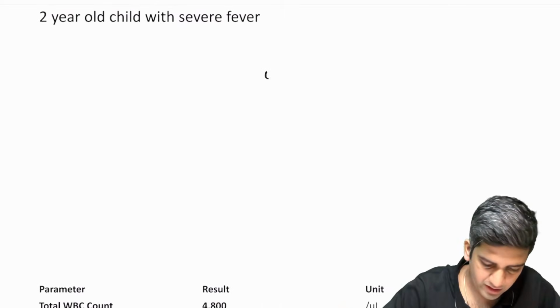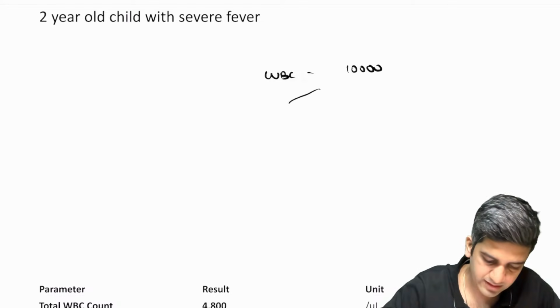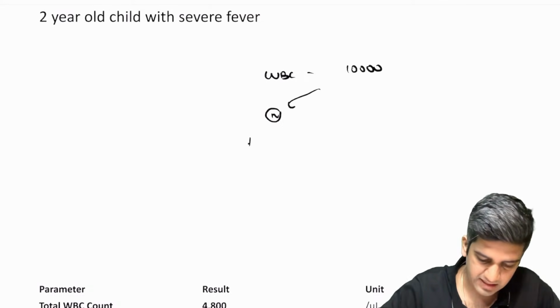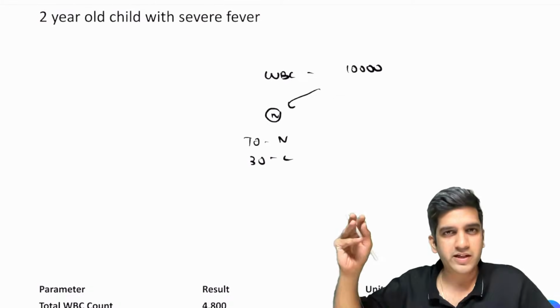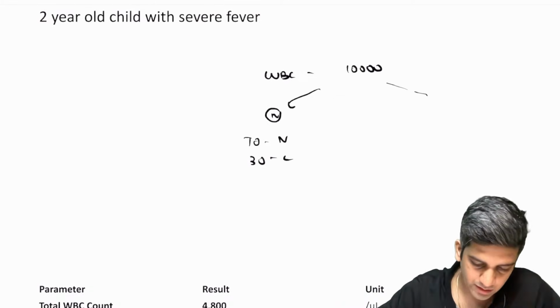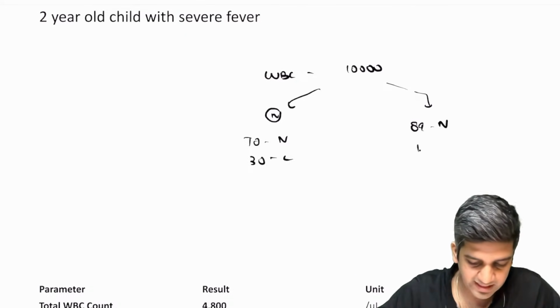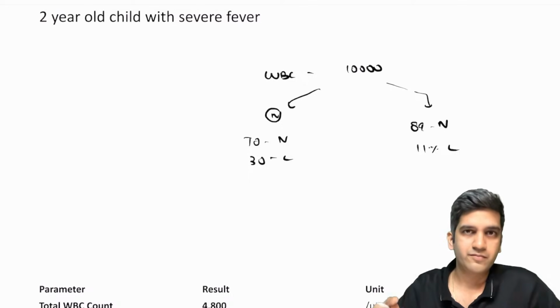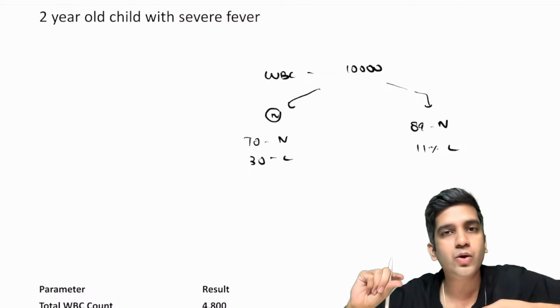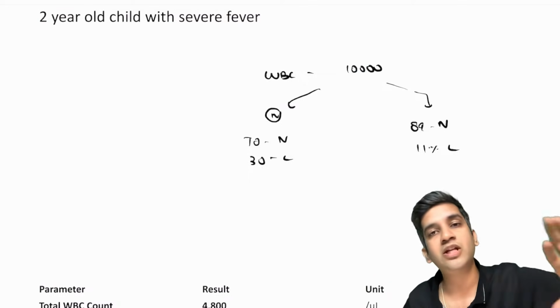See, Vamsi, I have a WBC count of 10,000. Considering, let's say, the normal scenario, let's say I have 70% neutrophil, 30% lymphocytes. Just for comparison, I'm ignoring the rest. Now here, if I have 89% neutrophil, I can have only 11% lymphocytes. This is due to the overproduction of neutrophils. This is not a lymphocyte reduction.